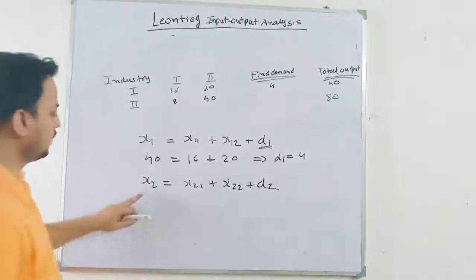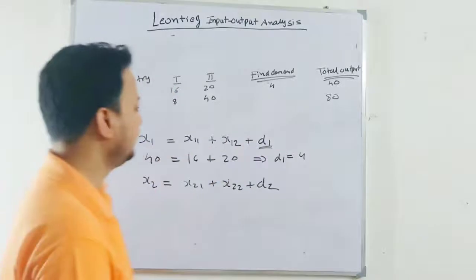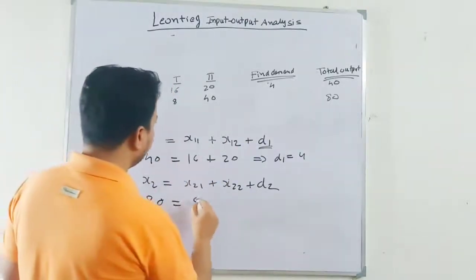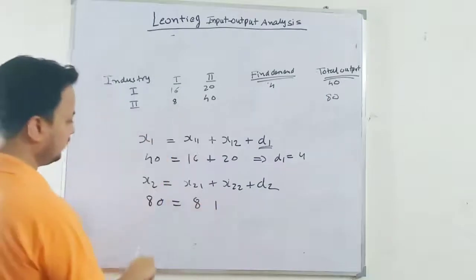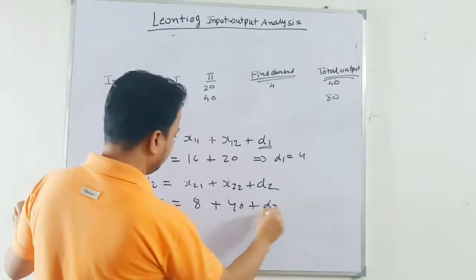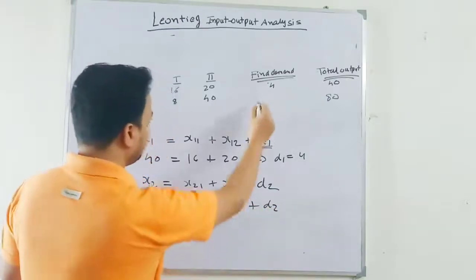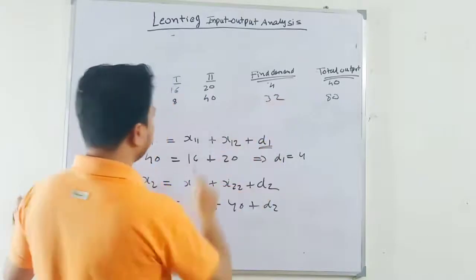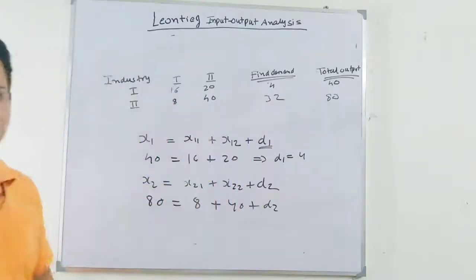So I know what is my X2: 40, 80. So 80 equal, this is 8. Just see the respective position. Okay. And this is 40 plus D2, so 48. This will be 80 minus 48. This will be 32. Okay. Check it. 48. Okay.